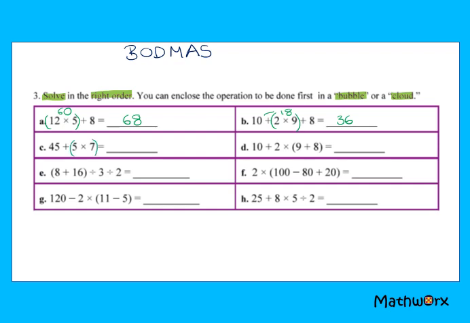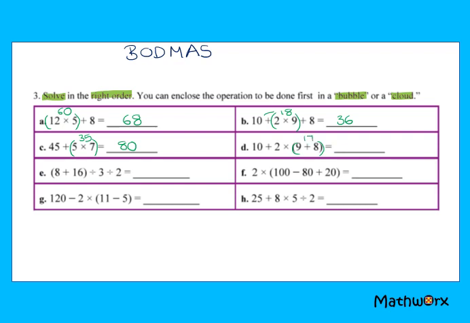Okay, let's look at C, and remember BODMAS, we have to do times first. So 5 times the 7 gives me 35, and 35 plus 45 gives me 80. Okay, now in D, the brackets are first because the brackets are already there for us. So 9 plus 8 gives me 17.